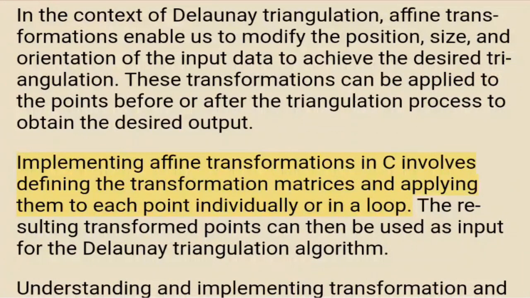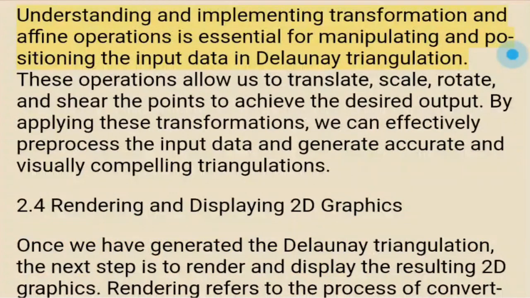Implementing affine transformations in C involves defining the transformation matrices and applying them to each point individually or in a loop. The resulting transformed points can then be used as input for the Delaunay triangulation algorithm. Understanding and implementing transformation and affine operations is essential for manipulating and positioning the input data in Delaunay triangulation. These operations allow us to translate, scale, rotate, and shear the points to achieve the desired output. By applying these transformations, we can effectively preprocess the input data and generate accurate and visually compelling triangulations.